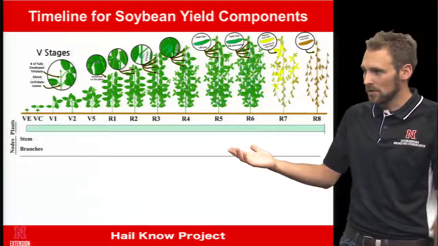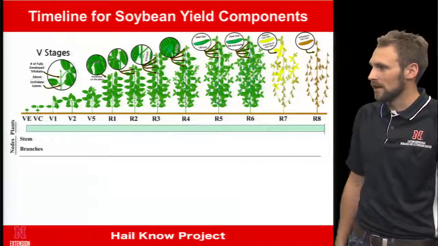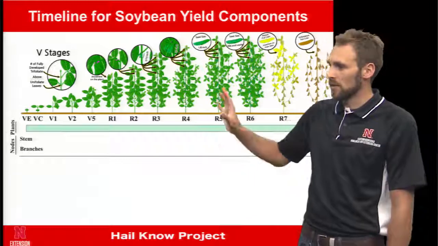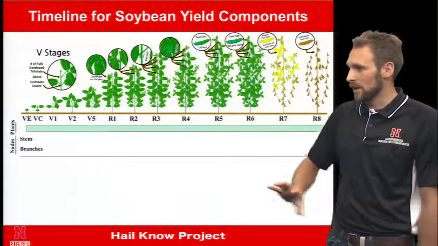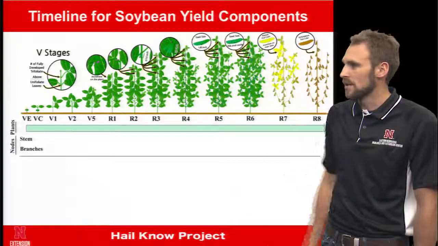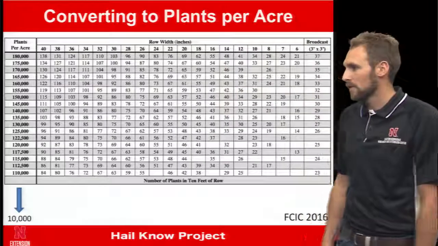Okay, so these are those yield components. This is just a brief snapshot. We're going to return to this in a little bit. We've got all those different stages, and we're going to cover all these components. This just gives you an idea. Plants are present the entire time during the season. It's part of our stand loss evaluation through R3.5.